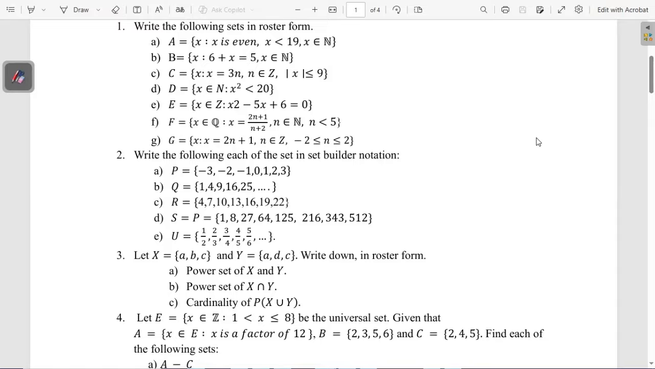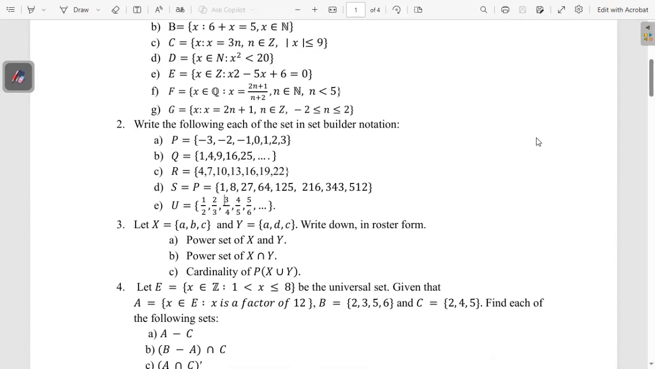So in this video, we're going to be looking over a number of questions on set theory. We'll start from the roster form, go to the set builder notation, and talk about power sets and set operations. You can see this tutorial sheet that I have here, it has a lot of questions on sets. So I'm going to go over them.